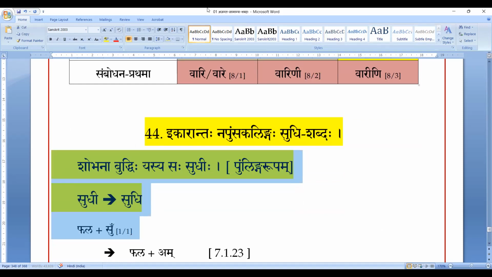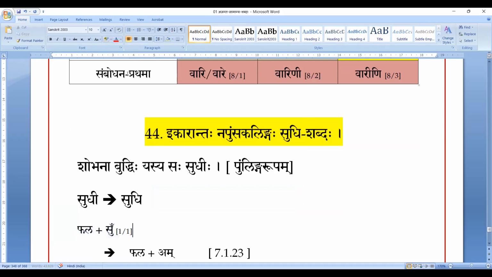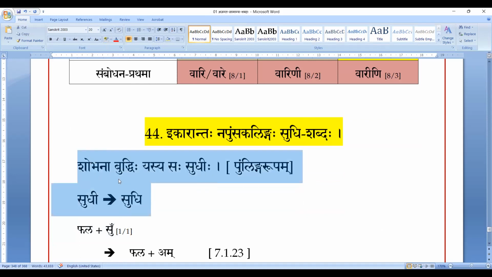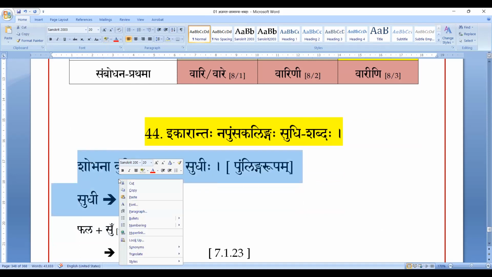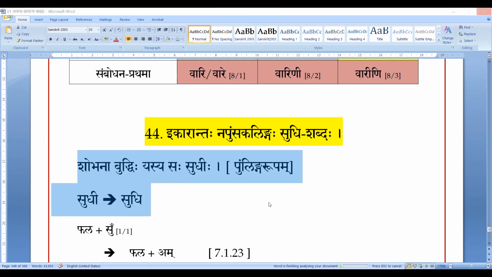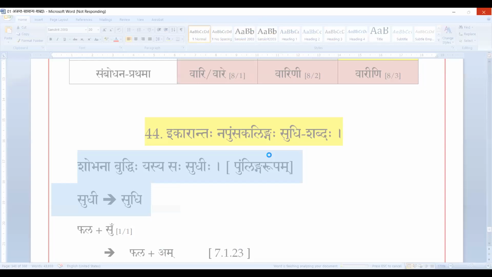So referring to the person which is Napumsakalinga, the Pravritti Nimitta here is Shobana Jnana Kartrutvam. So that is there. The Vivaksha is here referring to the Napumsakalinga. Therefore, it is Sudhi Ikarantaha Napumsakalingaha Sudhi Shabdaha.